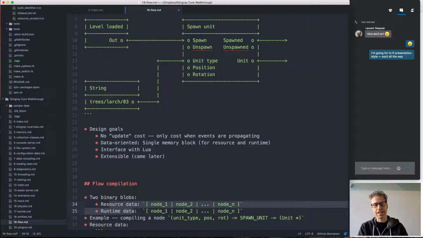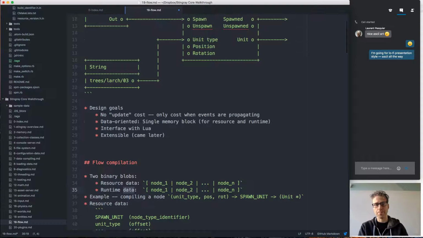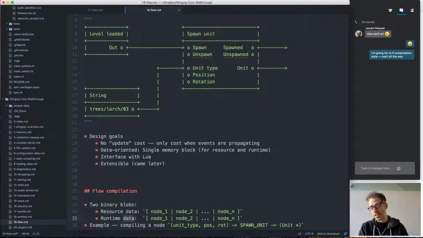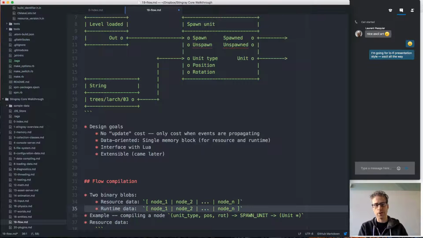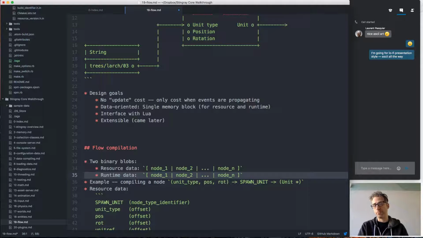Now the runtime data, we will actually put that in the resource too, initialized with its default values. So we might have things that have original values, like the unit here will be a null reference to start with, for instance. So we put that in the resource as well, so that we have a template for the runtime data. And then whenever we want to create an instance of this flow graph, we just make a new copy of the runtime data. And we can have multiple instances of the same resource running. We just make multiple copies of the runtime data that belongs to that flow graph.